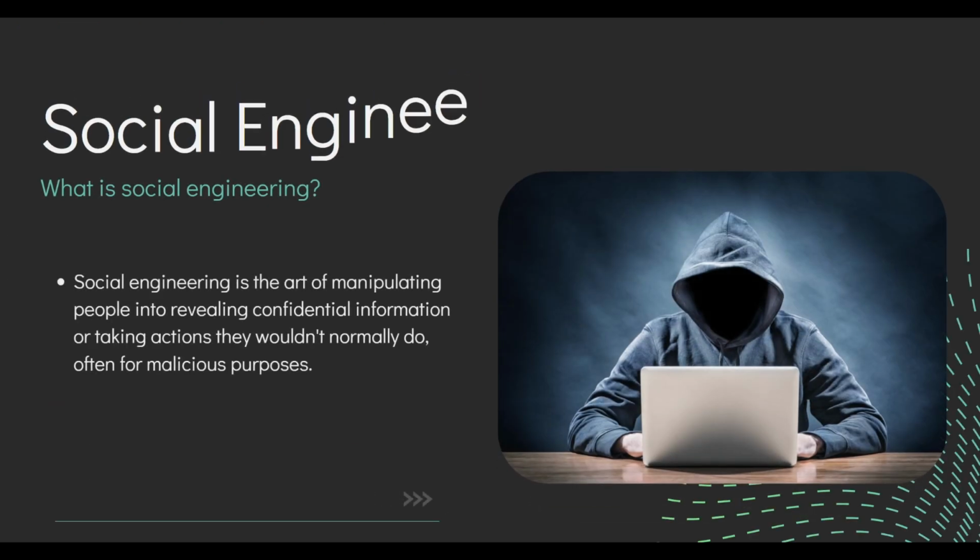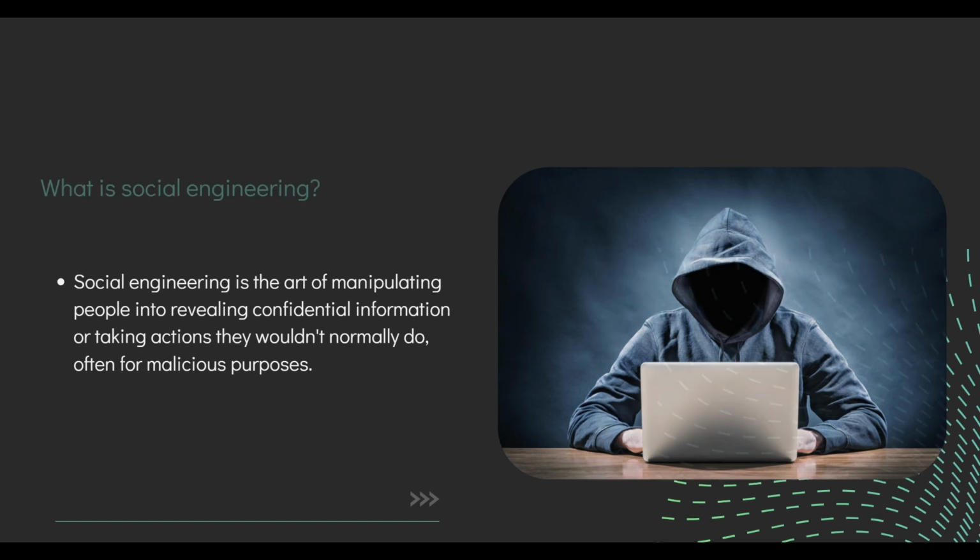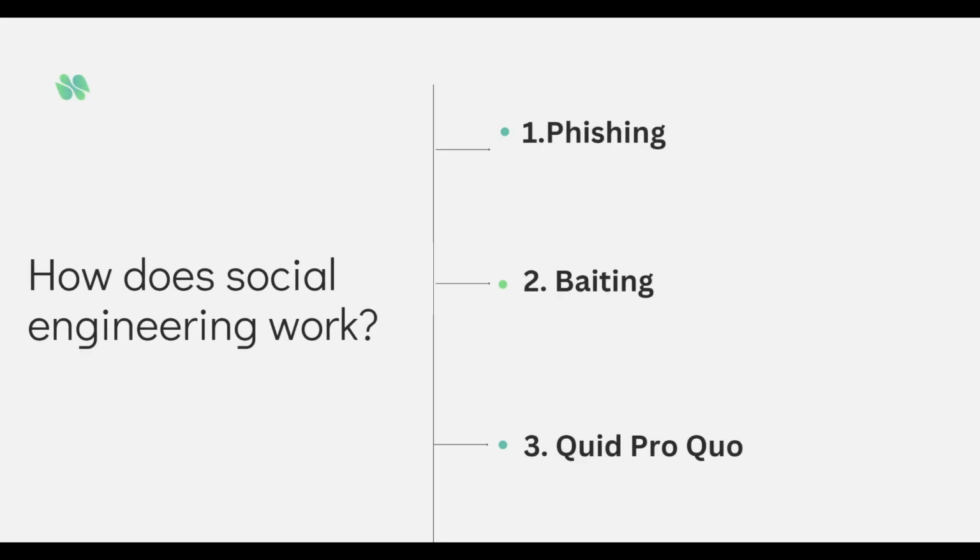Firstly, the main principle of social engineering is an art of manipulation, where psychological and technical methods are used to trick a victim into releasing sensitive and confidential information. There are many ways of executing social engineering. The popular three ways are phishing, baiting, and quid pro quo.